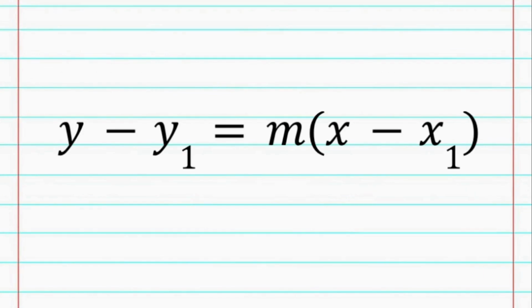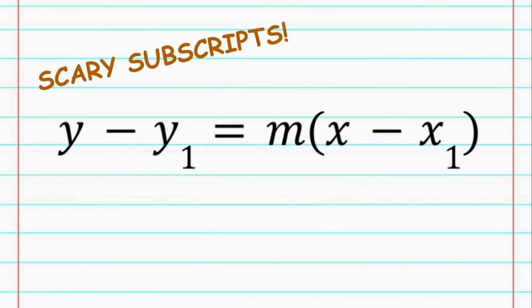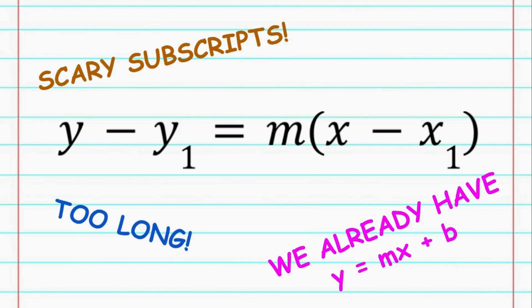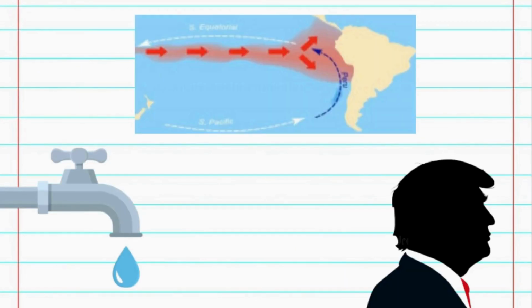But why? Maybe it's the scary subscripts, or maybe it's just too long. And we already have y equals mx plus b. Why do we have to memorize another formula? Maybe there's something in the water. Maybe it's El Nino. Maybe it's all Trump's fault.